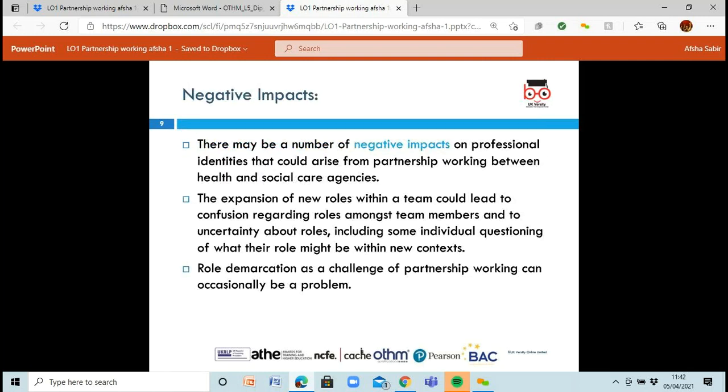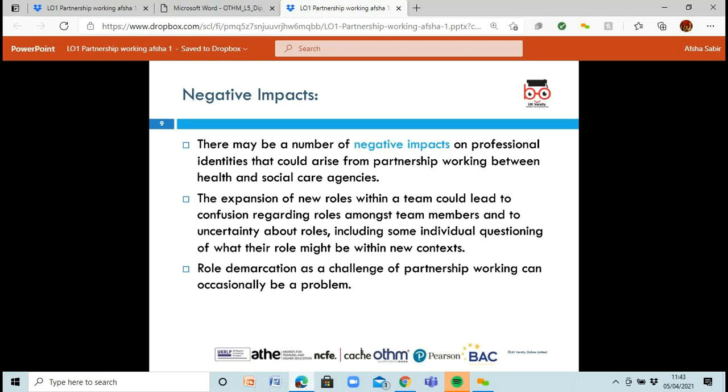Then again, there have been negative impacts. Because of the expansion of new roles, sometimes there can be a bit of confusion amongst the team members. You're not sure what's going on. You might not even like change, to be honest. You might be happy and think, we're fine. We don't need somebody coming in and doing some of our roles.